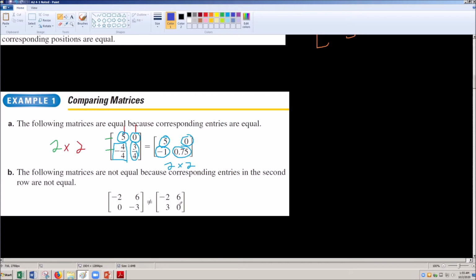It's a 2 by 2 and a 2 by 2, so I like that to start. But now as I start looking at this, -2, -2, that's good. 6 and 6, that's good. 0 and 3. The corresponding entries, meaning in the same relative position, are not the same. And it happens again over here. Double bad.